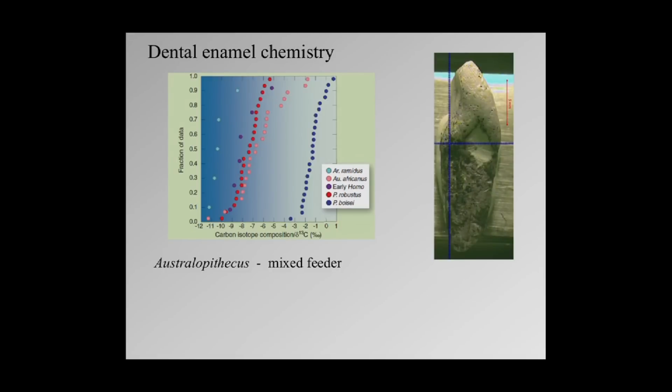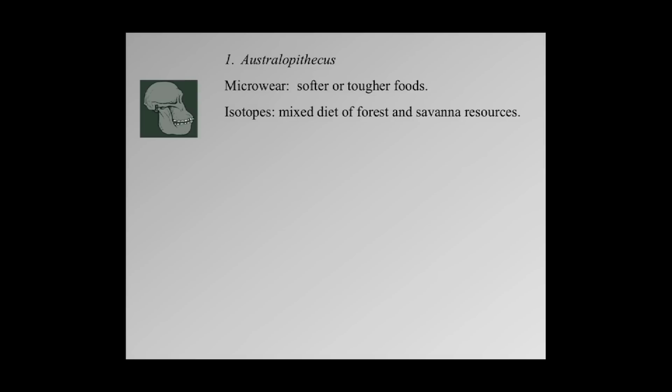When we look at the hominins, there are also some interesting differences. We find Australopithecus is a mixed feeder. Paranthropus, in some cases, they're mixed feeders. In other cases, they seem to go for grasses or sedges. And then early Homo, which comes out as a mixed feeder. This isn't my work. This is the work of many, many different individuals, but there are the results. The microwear suggests a softer or tougher food diet in Australopithecus, on average. The isotopes suggest a mixed diet of forest and savanna resources.